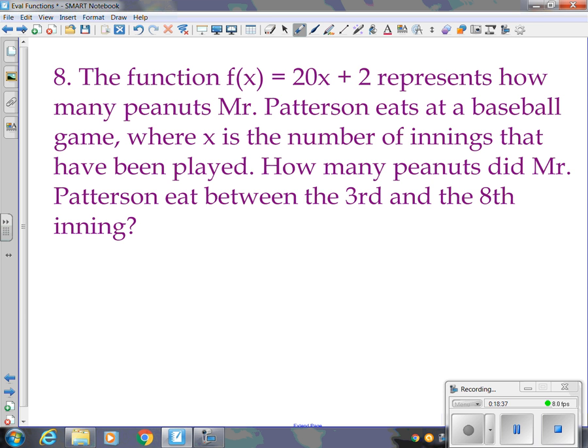The function f of x is equal to 2x plus 2 represents how many peanuts Mr. Patterson eats at a baseball game. Where x is the number of what? X is the number of what? Innings. Number of innings. You got to make sure that you look for the right number for X. How many peanuts did Mr. Patterson eat between the 3rd and the 8th inning?